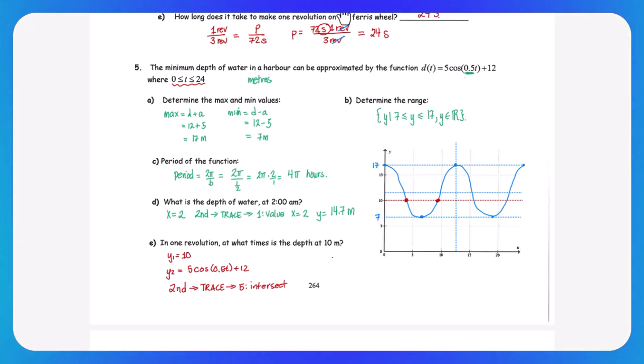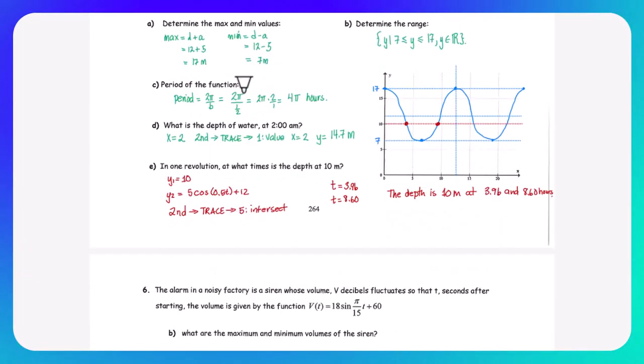It's the time value. So the first value, t, is 3.96. The second value, t, was 8.60. And so it's asking what was the depth. So the depth is 10 meters at 3.96 and 8.60 hours. There we go.